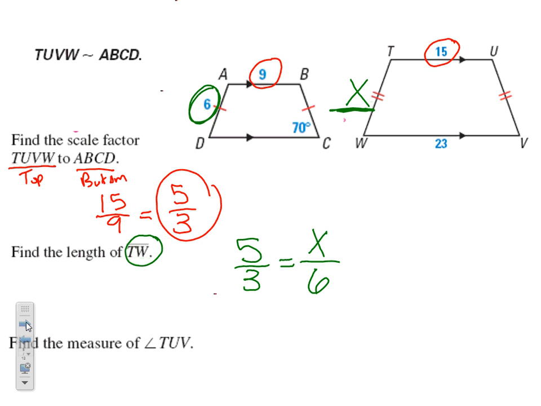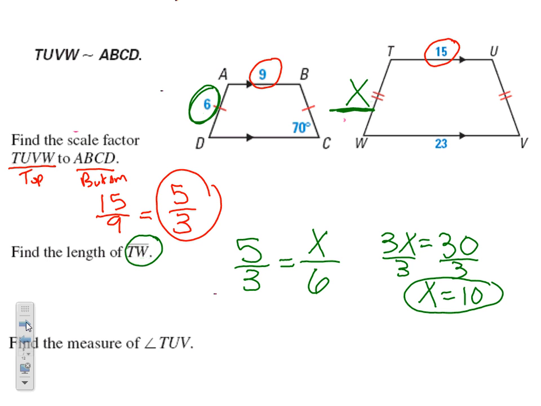Now all I'm going to do is cross multiply. So I'm going to get 3x equals 30. Divide both sides by 3. X equals 10. So this side here would equal 10, and this side over here is 6.